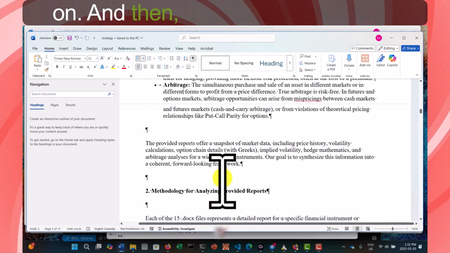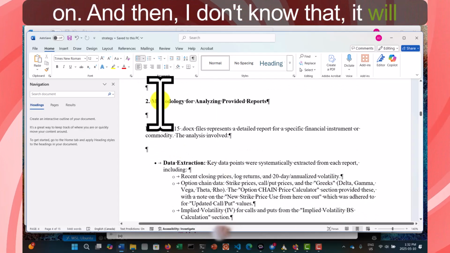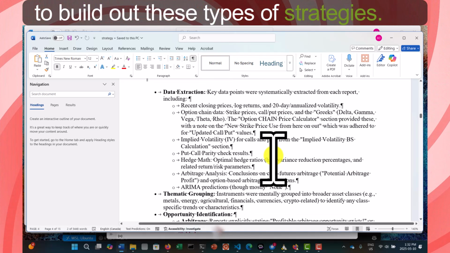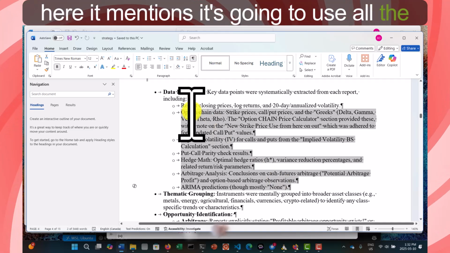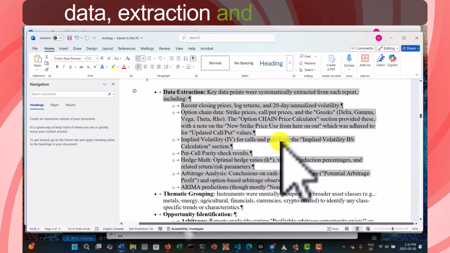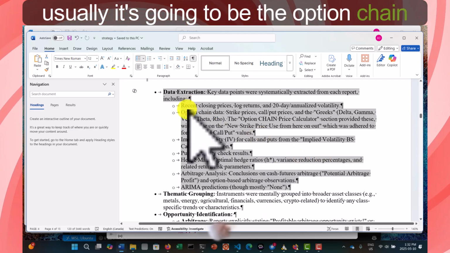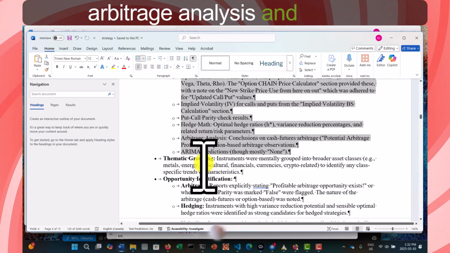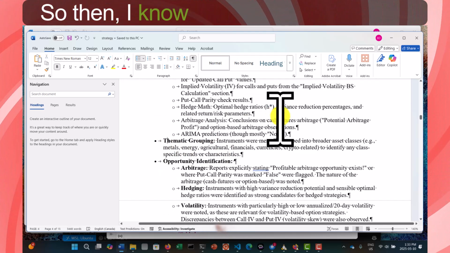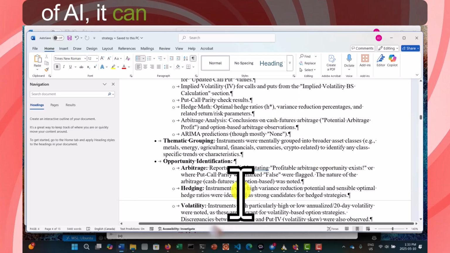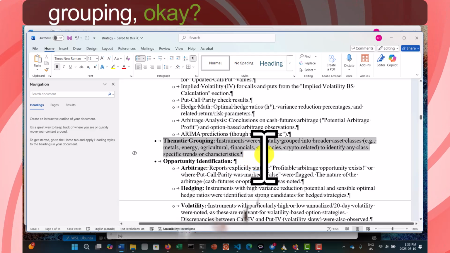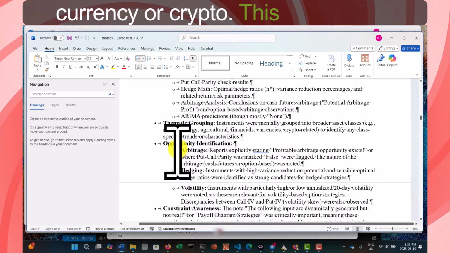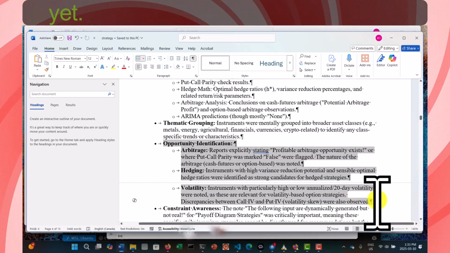Okay, and then out of that, it will come up with a methodology on how to build out these types of strategies. So here it mentions it's going to use all the different types of data extraction out of the reports. Usually it's going to be the option chain data with the Greeks, the implied volatility, put call parity, the hedge math, arbitrage analysis, and so on. So then out of that, with the reasoning of AI, it can then generate the thematic grouping. Okay. So it could be based upon metal, energy, agriculture, financial, currency, or crypto. This is amazing. This is the most advanced I've seen it yet.